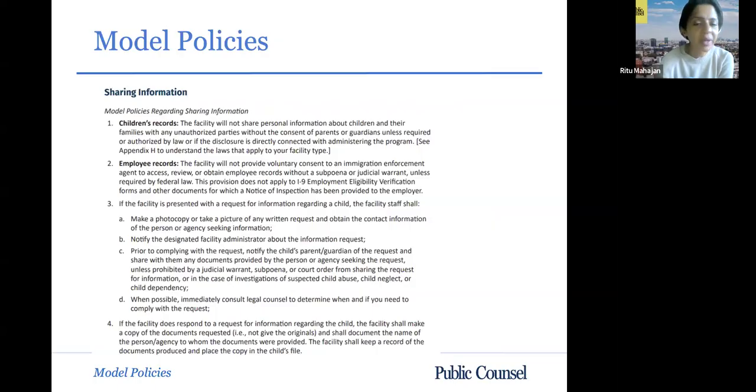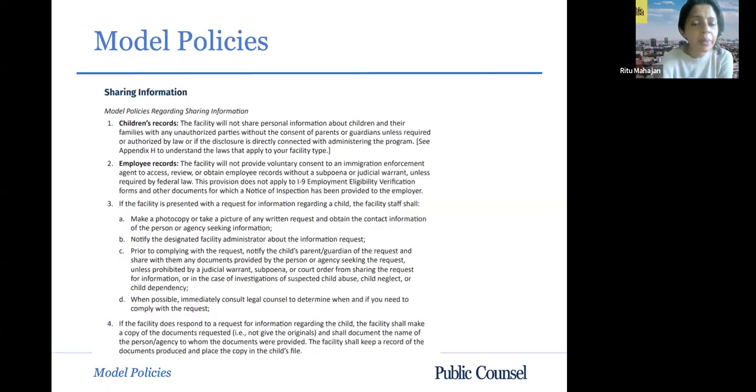In general, do not be sharing information about your employees, unless you've been given a court order, such as a judicial warrant or subpoena. If you have been given a court order, you can always ask public counsel or a lawyer to review it and give you advice on whether or not it requires you to turn over information.